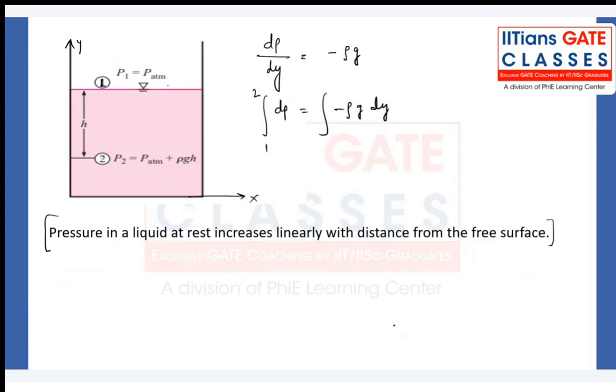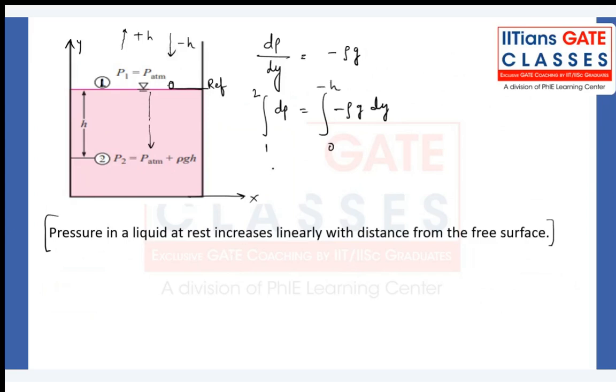What should be my limit? Suppose I take this as a reference, a zero value of y, and I'm moving in the downward direction towards point 2. My sign convention is that if I move upward, I will take positive h, but if I move downward, I will take minus h.